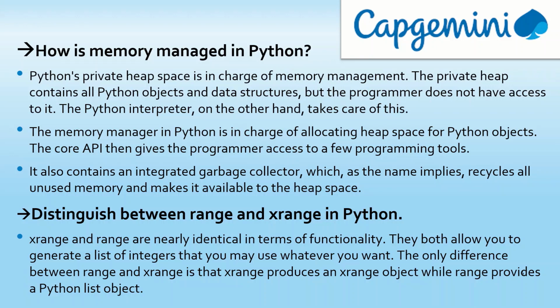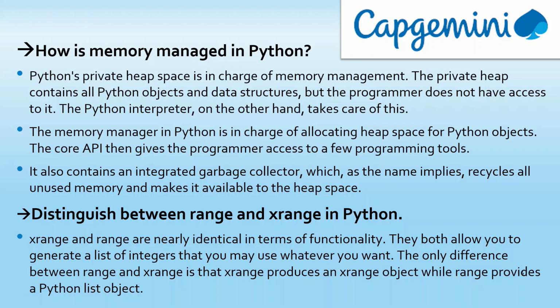Python's private heap space is in charge of memory management. The private heap contains all Python objects and data structures, but a programmer does not have access to it. The Python interpreter, on the other hand, takes care of this. The memory manager in Python is in charge of allocating heap space for Python objects. The core API then gives the programmer access to few programming tools. It also contains an integrated garbage collector which, as the name implies, recycles all unused memory and makes it available to the heap space. Distinguish between range and xrange in Python.